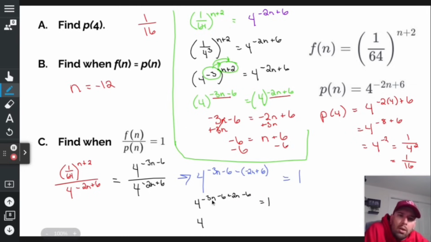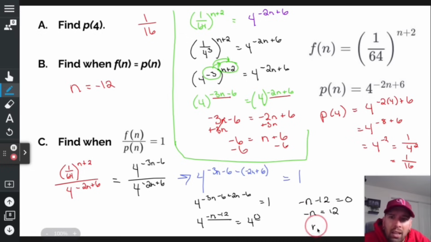Combine like terms, negative n minus 12 equals 1. Ah, this is a shame. If only that was equals 4 to the something power, then I can do what we did here. Wait a minute. 4 to the 0th power is 1. Oh, I can. And now that I have 4 to the stuff equals 4 to the stuff, then this stuff equals this stuff. And negative n minus 12 equals 0. And then you add 12 and negative n equals 12 and n equals negative 12 once again. Look at that. Oh, it all makes sense.